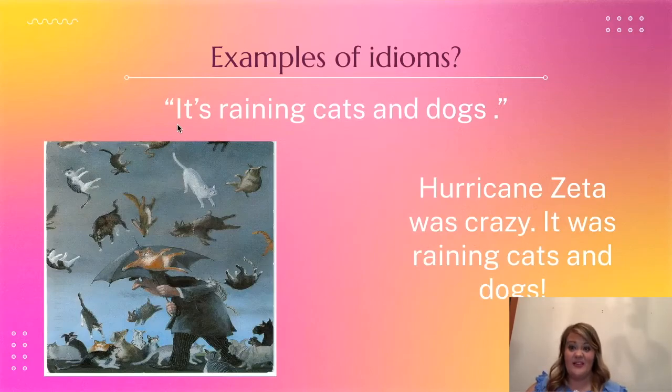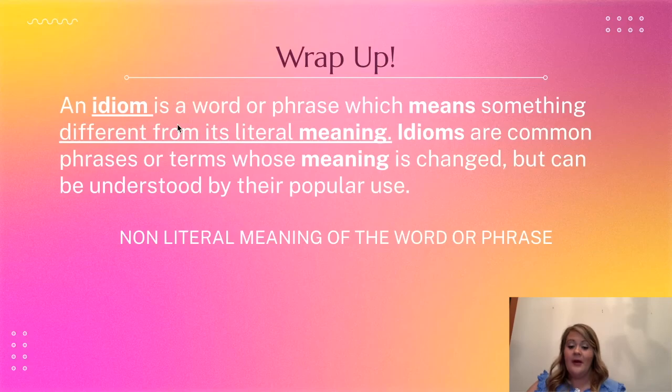This one we can relate to because we just had Hurricane Zeta recently. And Hurricane Zeta truly was raining cats and dogs. Did that mean that cats and dogs fell from the sky? No. But if you remember and you were here for Hurricane Zeta, there was a lot of rain. And it was really loud and it was kind of scary because it was just so much. So I would describe Hurricane Zeta as raining cats and dogs because it was so much rain and it was so loud. So, as we see, an idiom is just the non-literal meaning of a word.